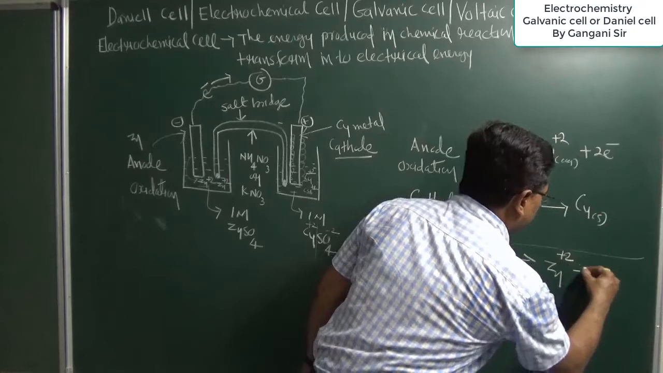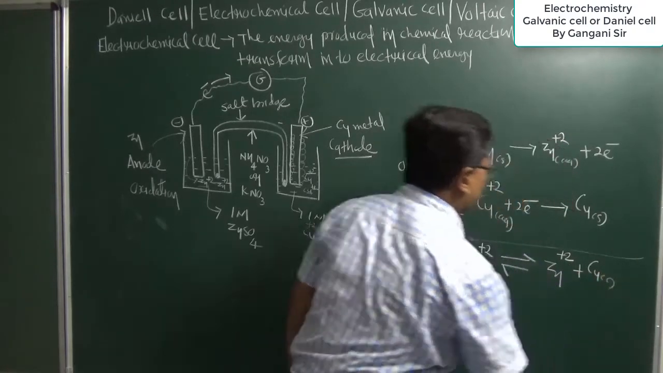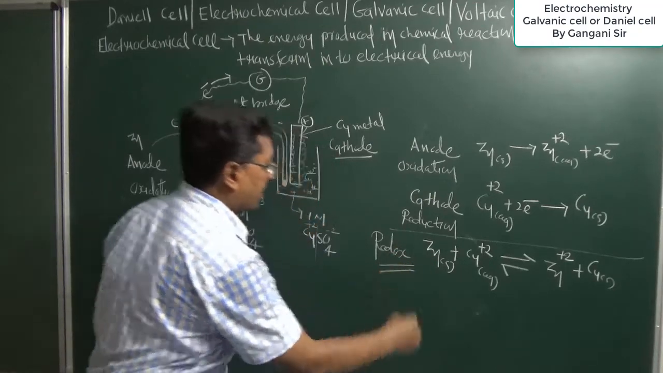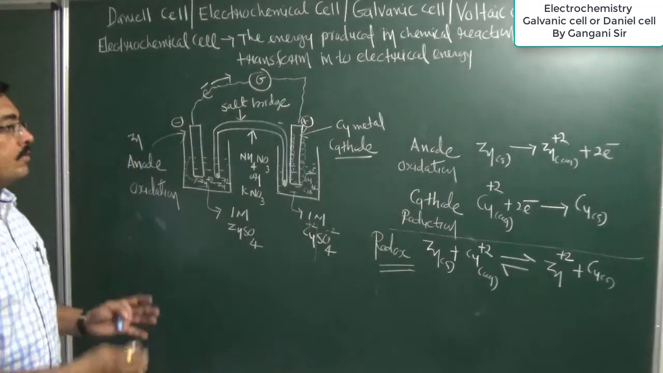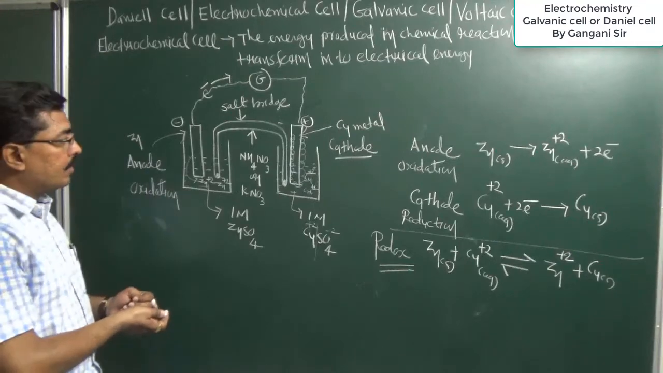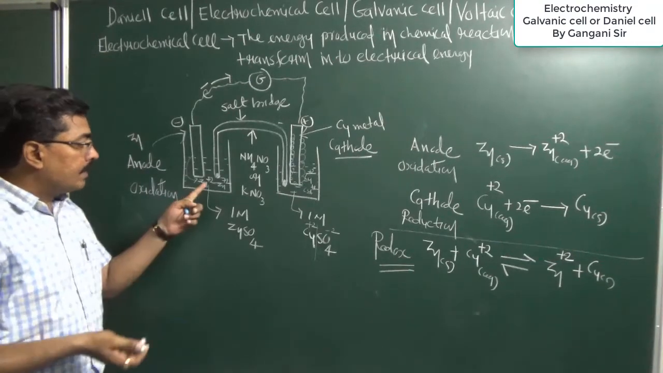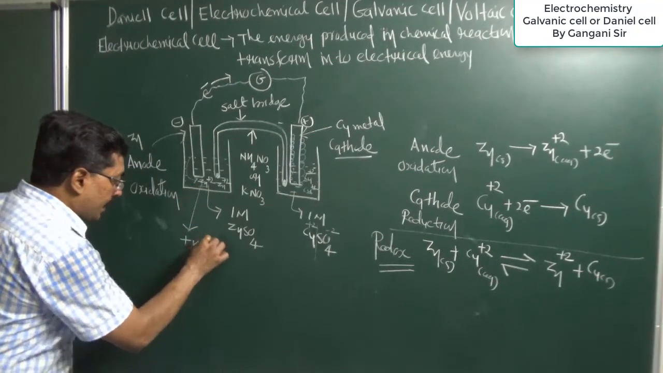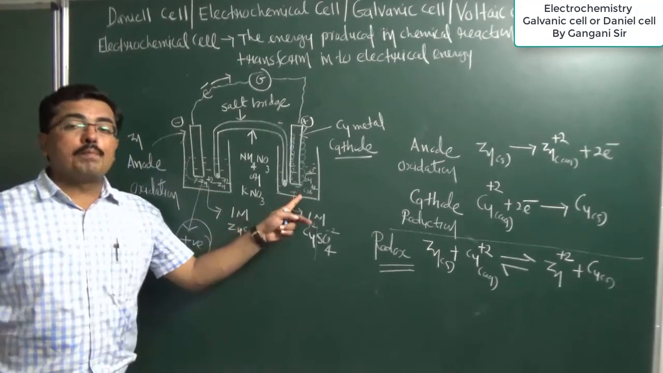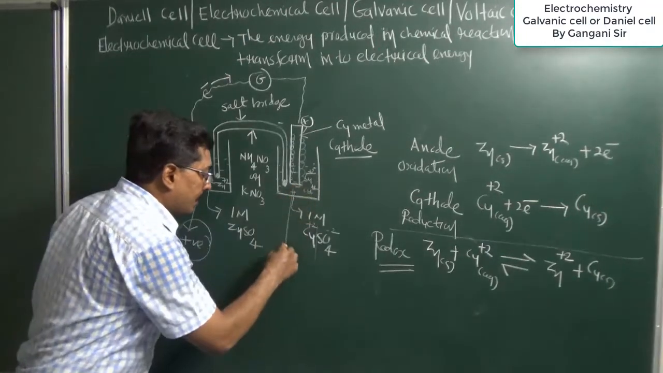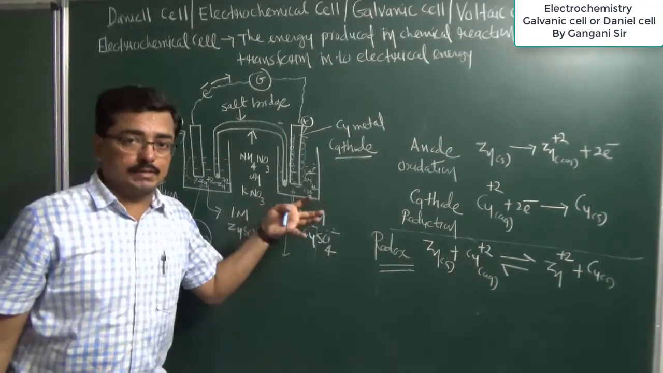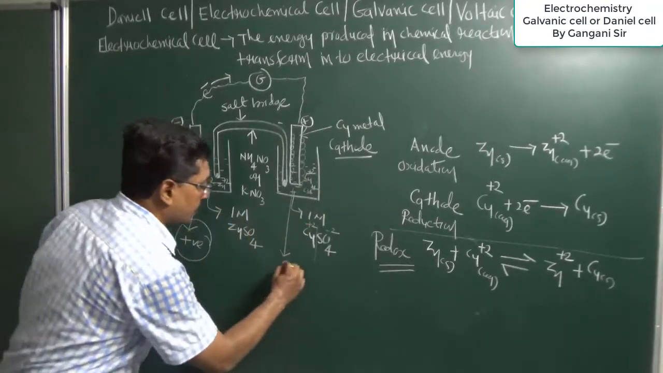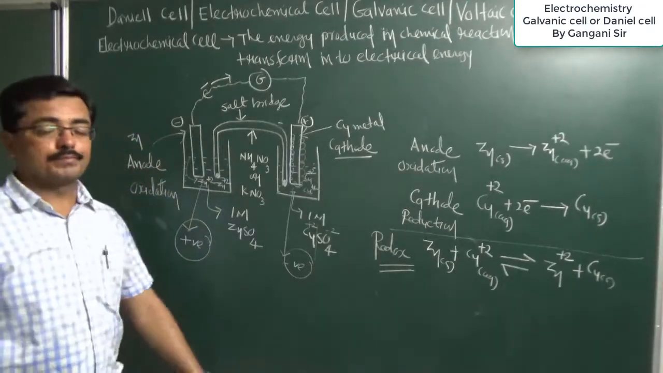So zinc is converting into Zn+2 and copper is converting into copper solid. So this entire thing is known as a redox reaction. Now, due to this redox reaction, it is observed that the zinc sulfate solution becomes positive in charge and the copper solution becomes negative in charge, because copper +2 ions decrease. As compared to copper +2 ions, sulfate ions increase in the solution, so this solution becomes negative in charge.